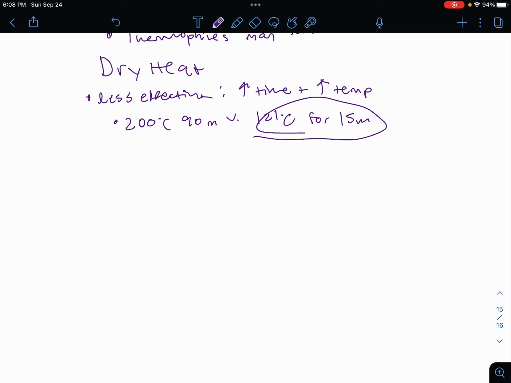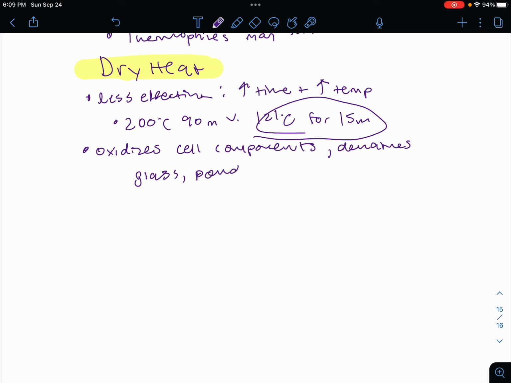It's much quicker. So hot air oxidizes cell components, and it also, of course, denatures. So the proteins will also be attacked here too. This is going to be for glass, powders, and oils. A lot of dry material too.